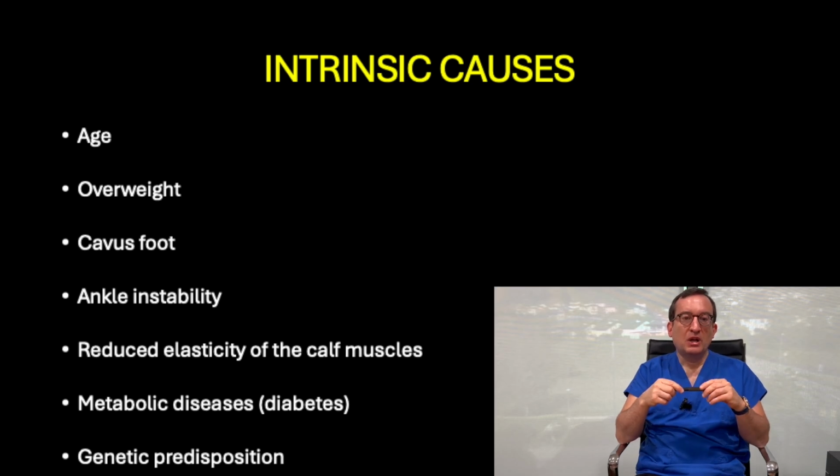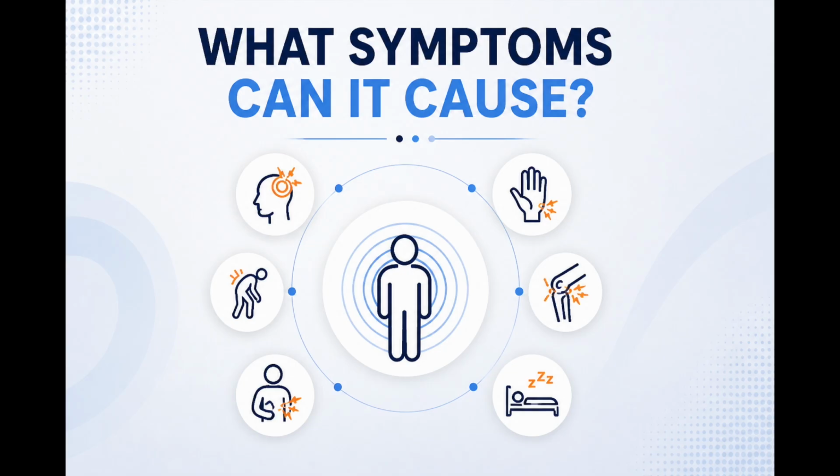Intrinsic factors, on the other hand, include age, being a problem especially in older people, being overweight, having a high arch, i.e., a foot that doesn't support the center of the foot, ankle instability, reduced elasticity of the calf muscles, and suffering from certain metabolic diseases, such as typically seen in diabetes. There is also, at least in part, a genetic predisposition, the precise role of which, however, remains to be fully investigated.